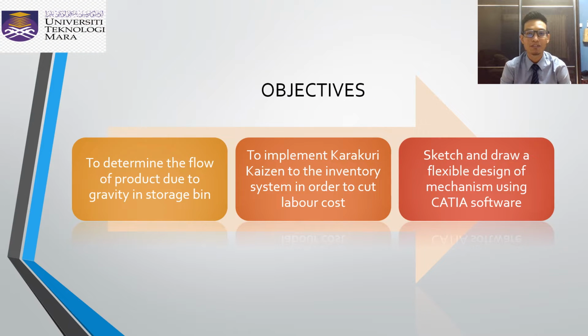The objectives of this project are, first, to determine the flow of product due to gravity in the storage bin. Second, to implement Karakuri Kaizen to the inventory system in order to cut labor costs. Third, to sketch and draw a flexible design of mechanism using CATIA software.